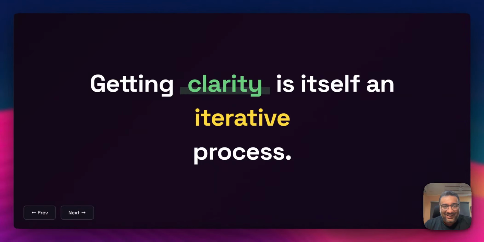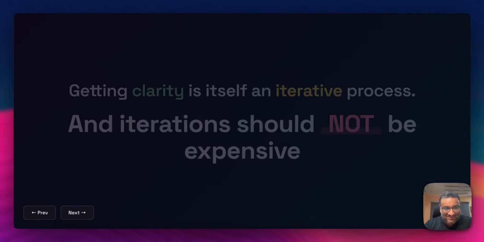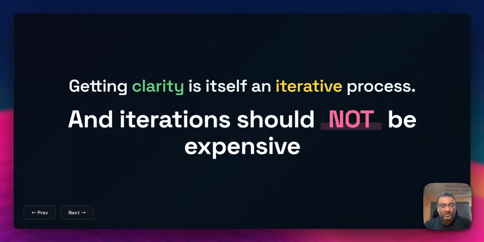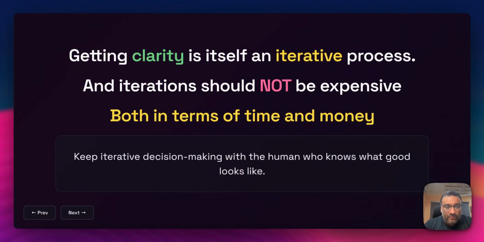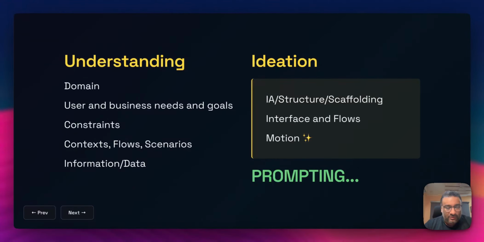But getting clarity itself is an iterative process. And I believe that iterations should not be expensive, both in terms of time and money. And more importantly, the iterative decision making has to be with the human who knows what good looks like, right? When you're prompting, you don't want to outsource your thinking, because that defeats the purpose of you being a designer, right? And then you become replaceable. So the idea is that when you are trying to bring that clarity, when you're iterating, the decision making has to be with you. So if we go back to our two phases, there is no shortcut to understanding, right?